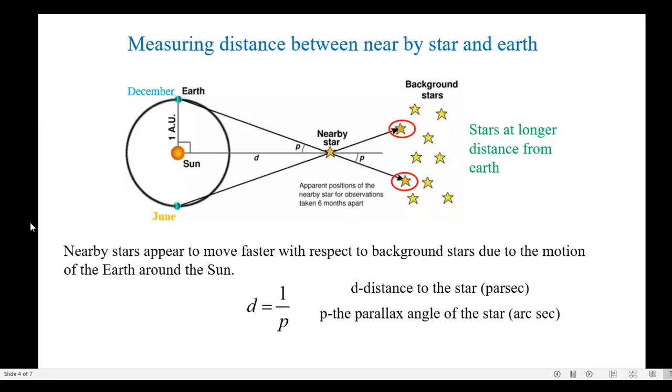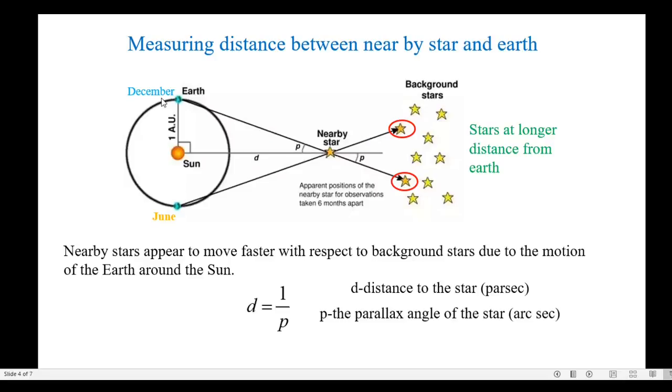So in this slide, we are going to measure the distance between the nearest star and Earth. Look at this picture. This is a nearby star and these are stars at longer distances from Earth, that is background stars. The nearby stars appear to move faster with respect to the background stars due to the motion of the Earth around the Sun. In this picture, we have 2 points, one at December, other one at June. Here the line of sight to the star in December is different than that in June, since the Earth moves to the other side of the orbit in June.